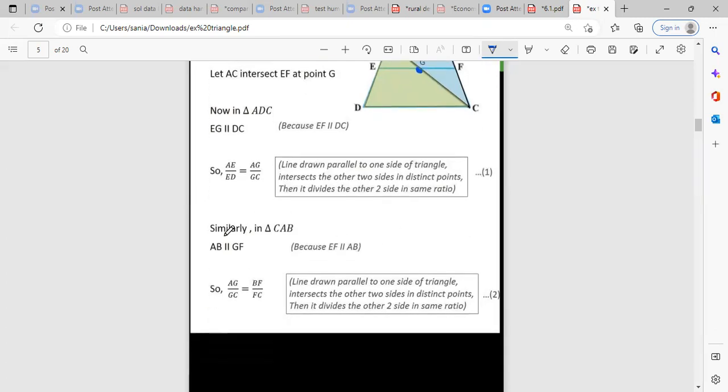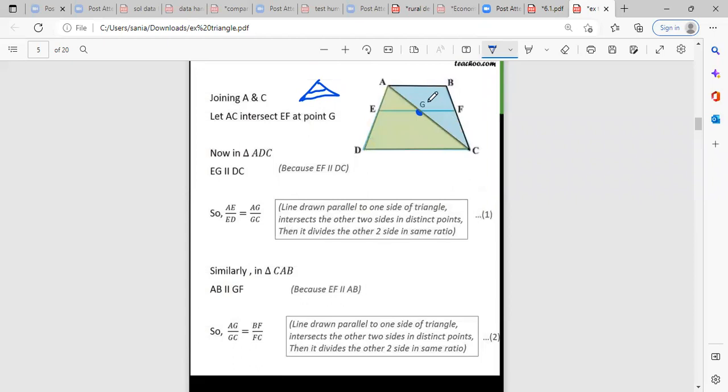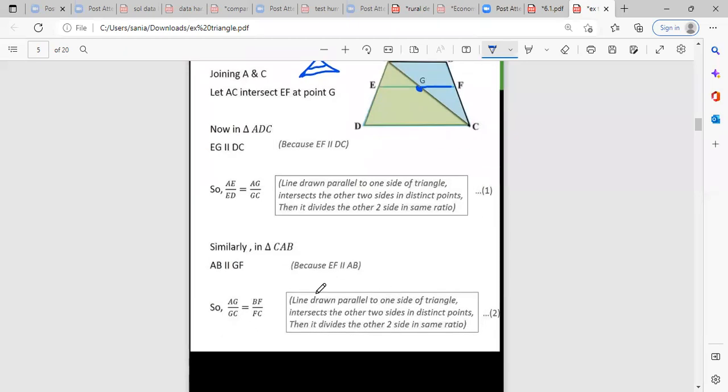And then similarly for this triangle, this is the line. So similarly, AG divided by GC and BF divided by FC will also be equal by the same theorem. So you can write "according to theorem" as well. If this is theorem 6.1, 6.2, 6.3, whatever it is, instead of writing the entire thing, you can mention theorem 6.1 or whatever it is.